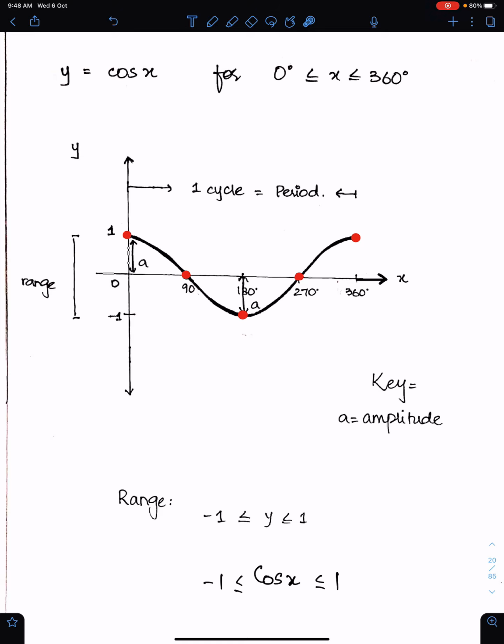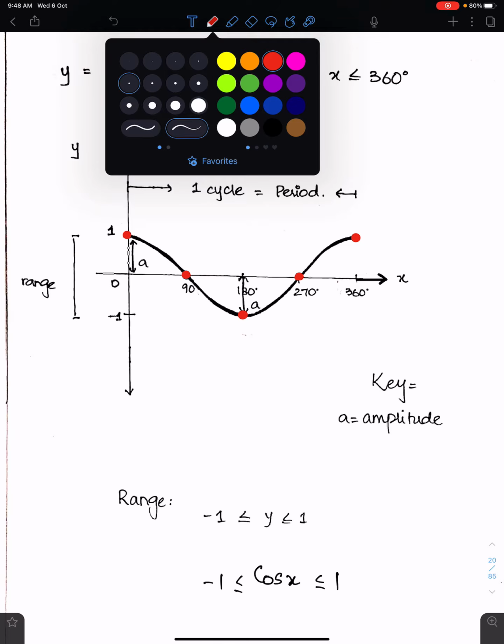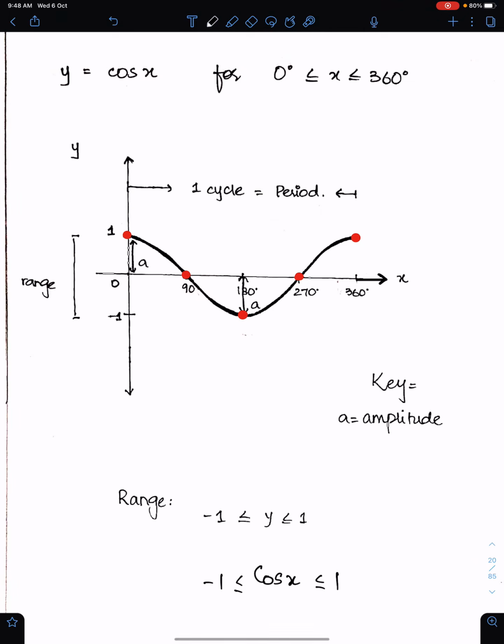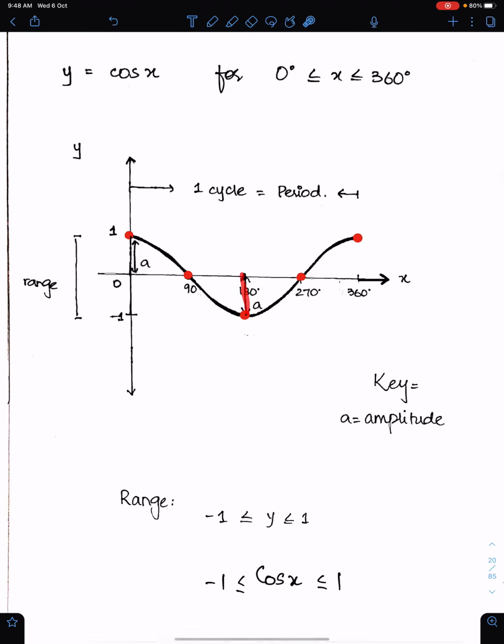Amplitude means distance of the cos curve from the x-axis to the maximum point. This distance is known as amplitude, and this distance is also known as the amplitude, from axis to the minimum point. So amplitude is the distance of the curve from its axis to the maximum point or to the minimum point. This is also amplitude and this is also amplitude. But since amplitude is distance, it must be positive. The amplitude of this function is 1. And this is the range of the cos function.